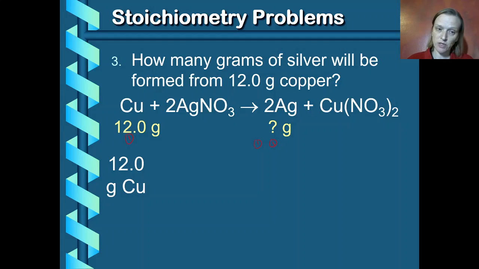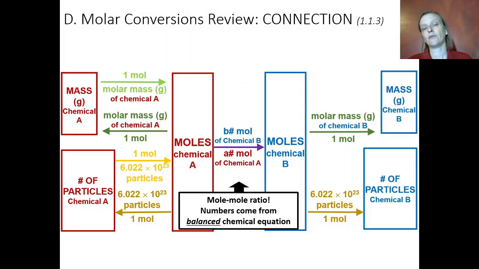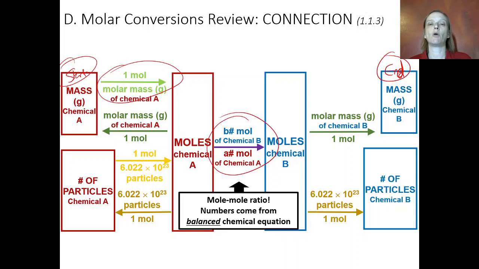I'm starting with 12.0 grams of copper. I'm ending with grams of silver. This time I'm starting in this location and I'm ending in this location. I'm starting with a mass and ending with a mass. And this is going to be a 3-step process. Step 1 is using a molar mass to convert to moles. Step 2 is using a mole-mole ratio for converting between one substance and another. And the third step is using the other molar mass to convert from moles of chemical B to mass of chemical B.